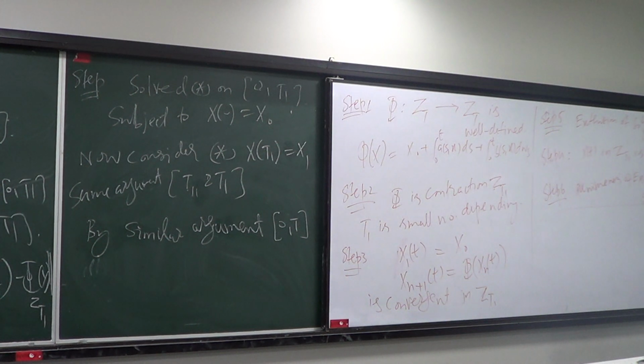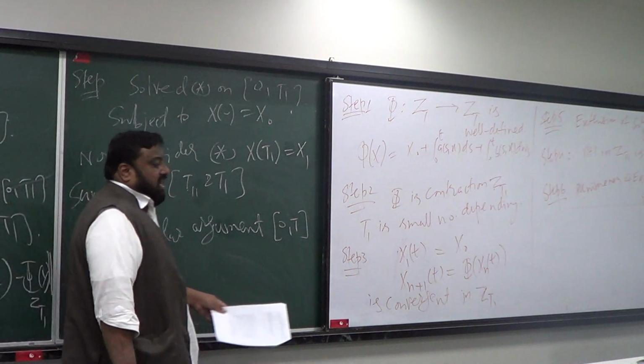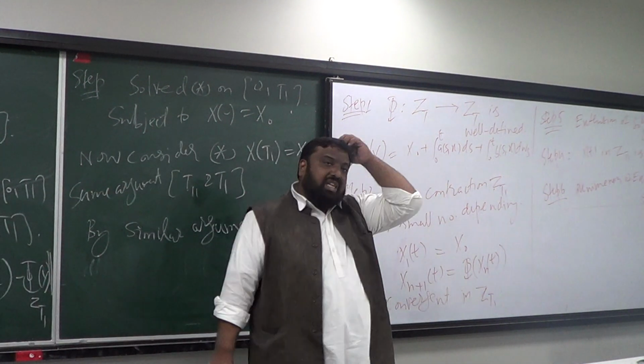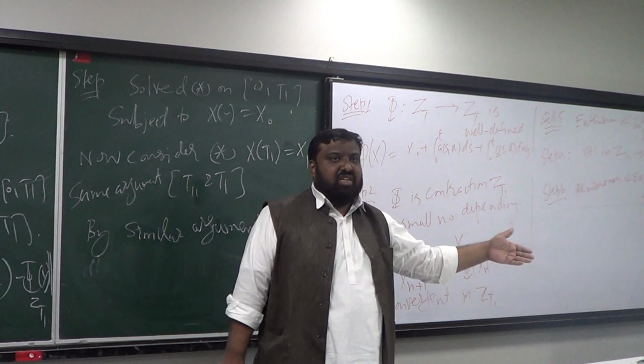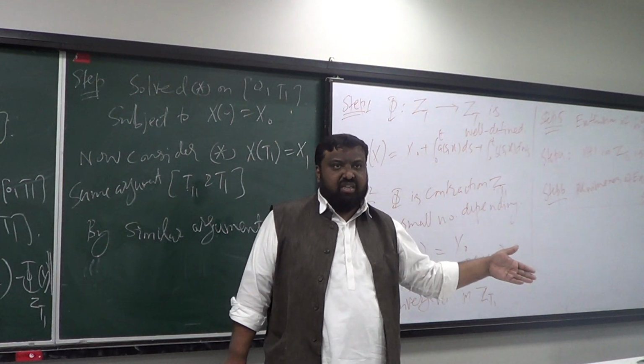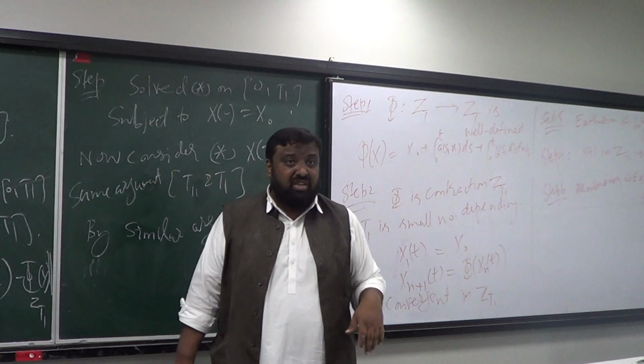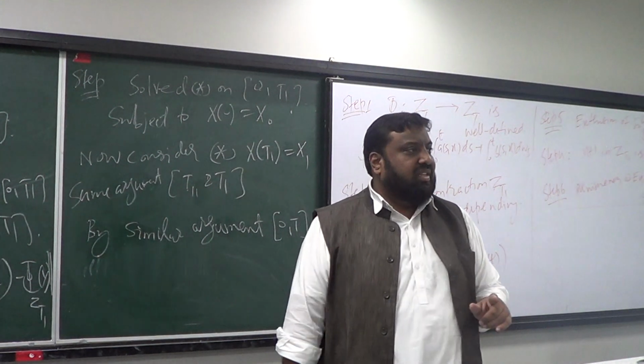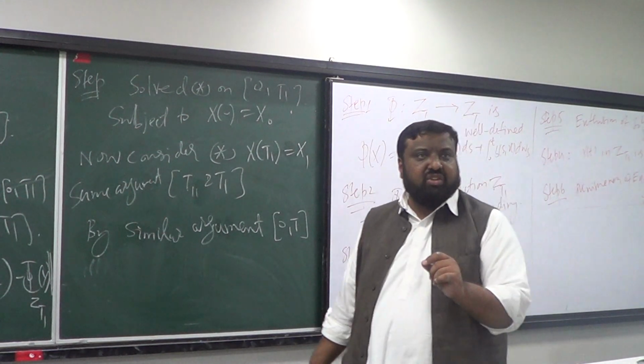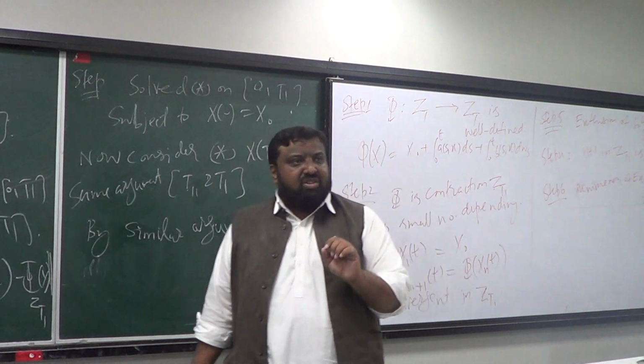Now, the problem that you can identify is that each of the solution on each subinterval has a different initial condition actually. Has a different initial condition. But we need a solution that has this initial condition x naught actually. But my argument is this.